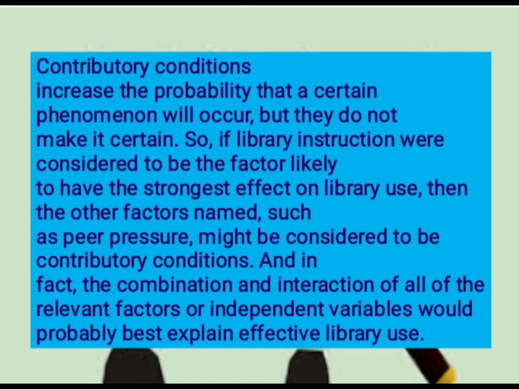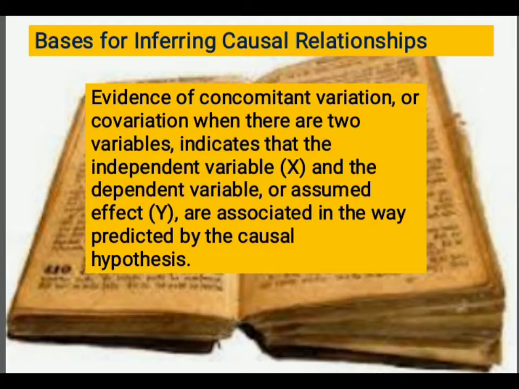So if library instruction were considered to be the factor likely to have the strongest effect on library use, then the other factors named, such as peer pressure, might be considered to be contributory conditions. In fact, the combination and interaction of all the relevant factors or independent variables would probably best explain effective library use.